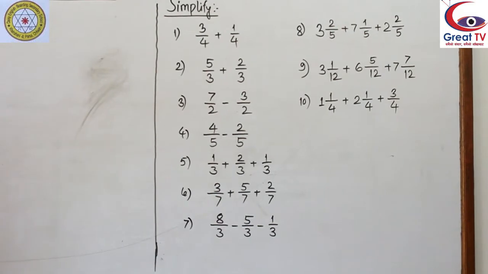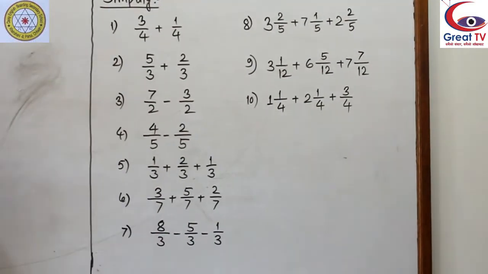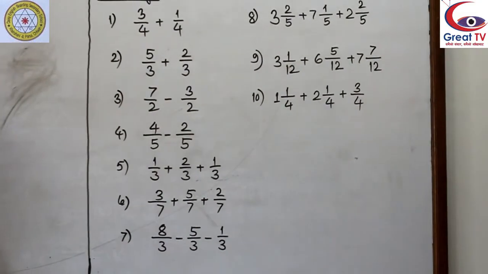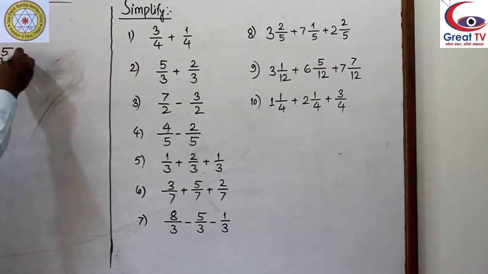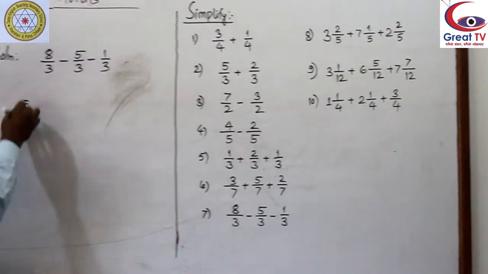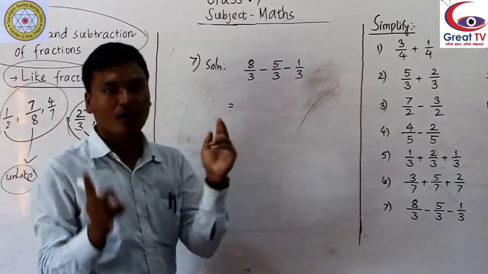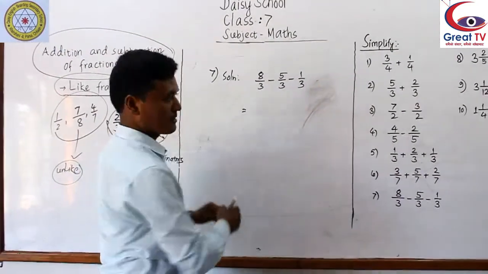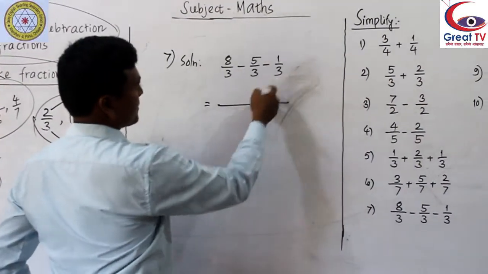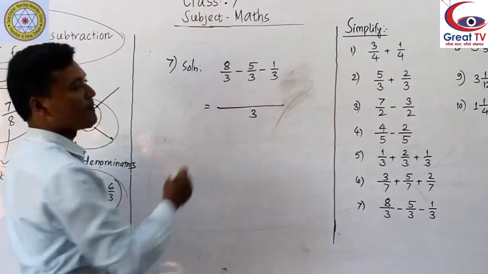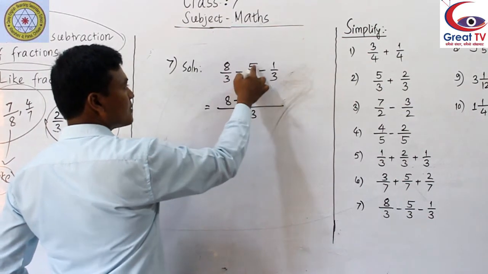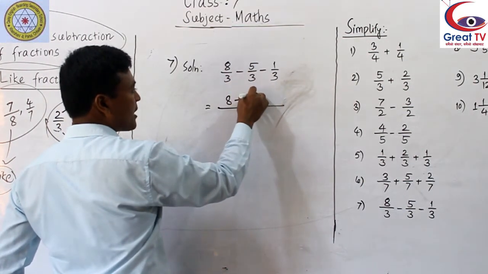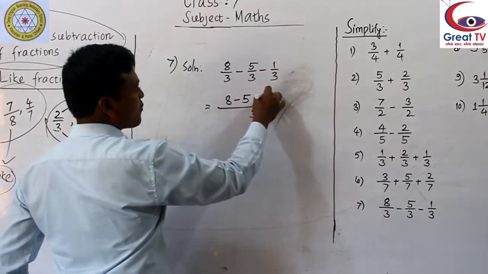Okay, let us see question number 7 on time. 8 upon 3 minus 5 upon 3 minus 1 upon 3. Check the denominators. Are the denominators the same? Yes. So if yes, write a single denominator. Just write the numerators over here. 8. What is the sign over here? Minus. What's the second numerator? 5. Then minus. Then 1.